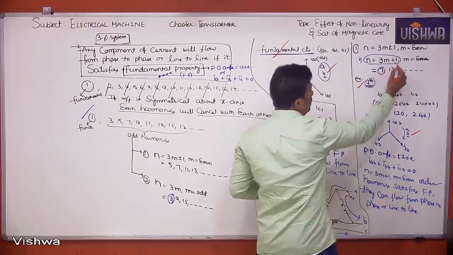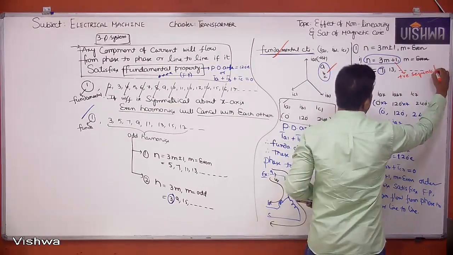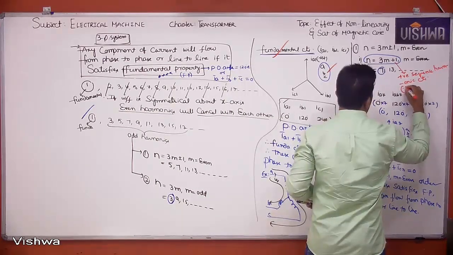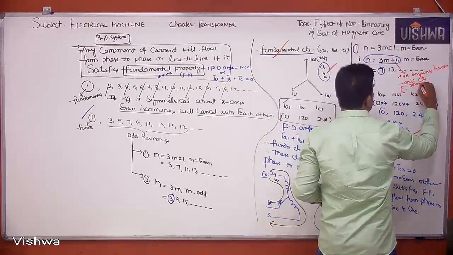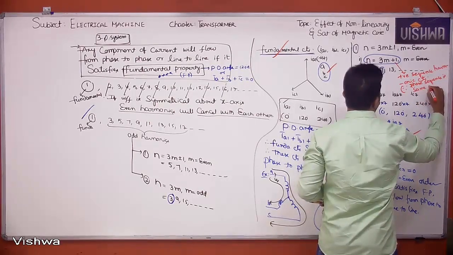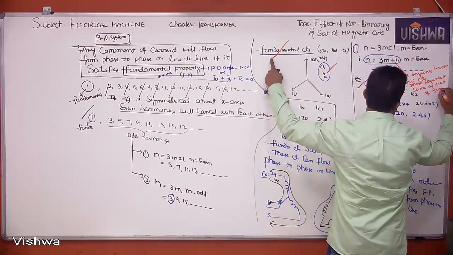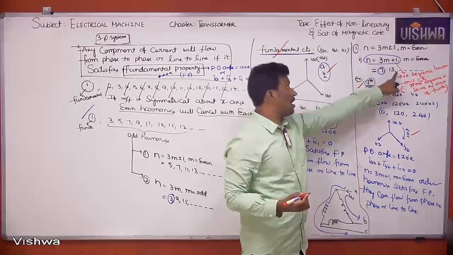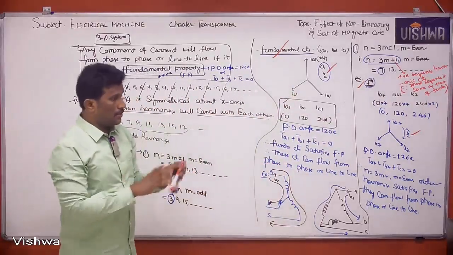Therefore, n equal to 3m plus 1 odd harmonics can also be called positive sequence harmonic currents. What is the reason? Why are you calling them positive sequence harmonic currents? Since the phase sequence is the same as that of the fundamental. That's the reason why we can call the n equal to 3m plus 1 order harmonics positive sequence harmonic currents. So now please let me conclude up to this.